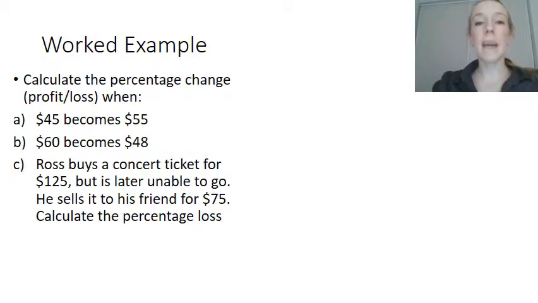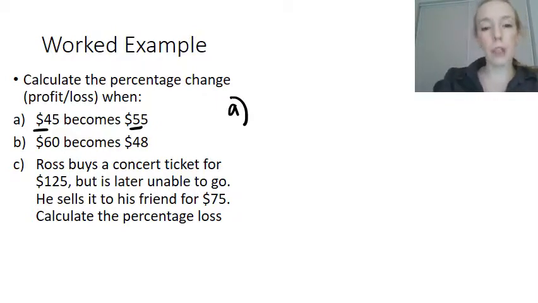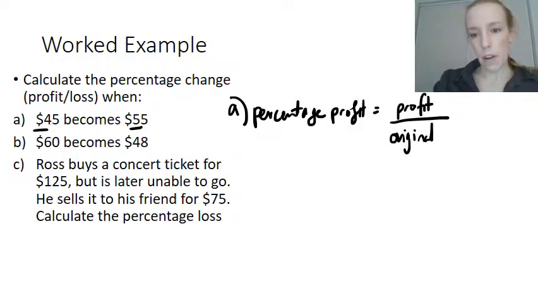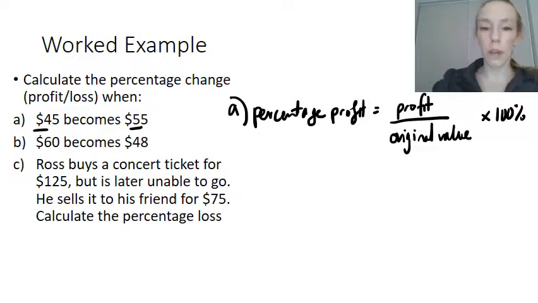Okay, some worked examples. Calculate the percentage change, so profit or loss, when, for A, we've got 45 becoming 55. So 45 becomes 55, that's obviously an increase, so that's going to be a profit, because a profit is like you're making money. So our percentage profit equals our profit divided by our original value, times 100%. First we have to work out our profit.